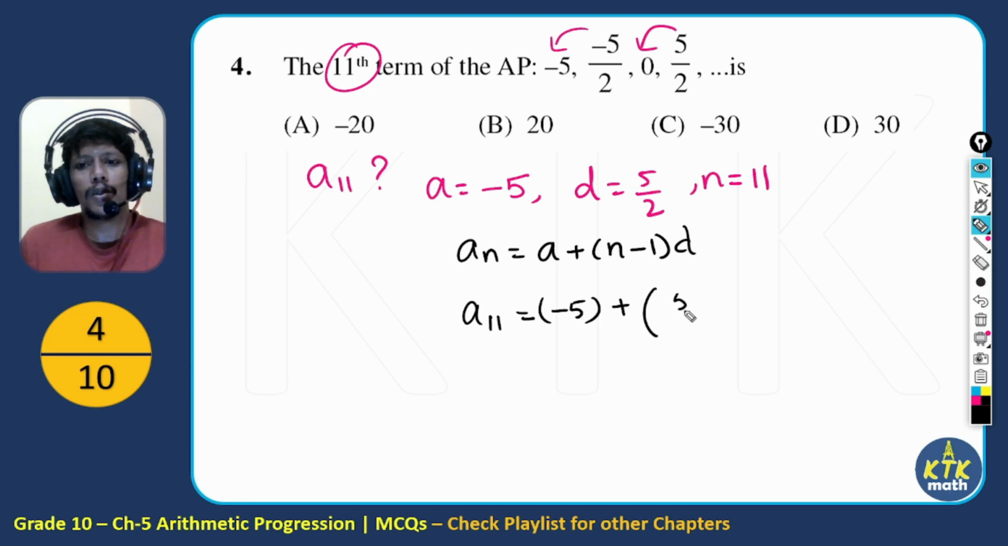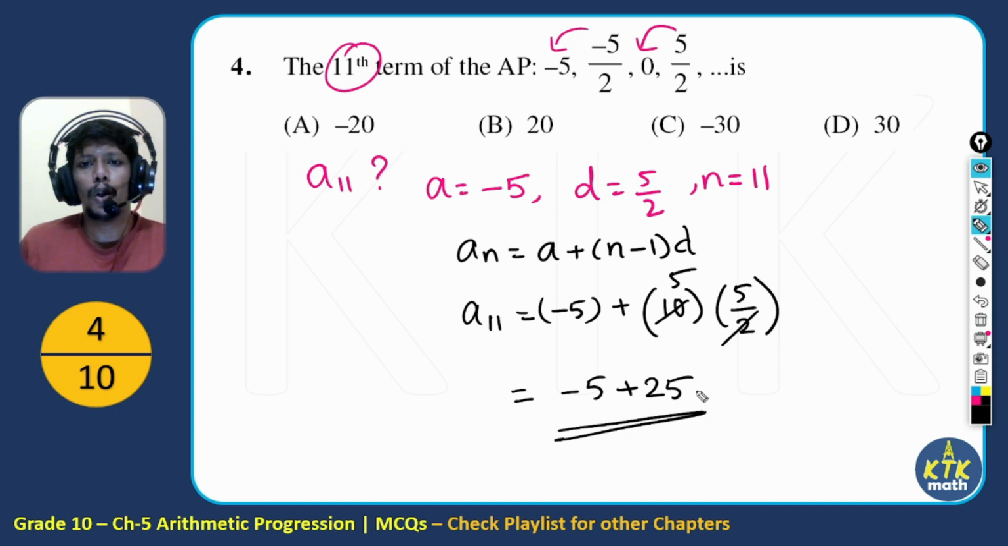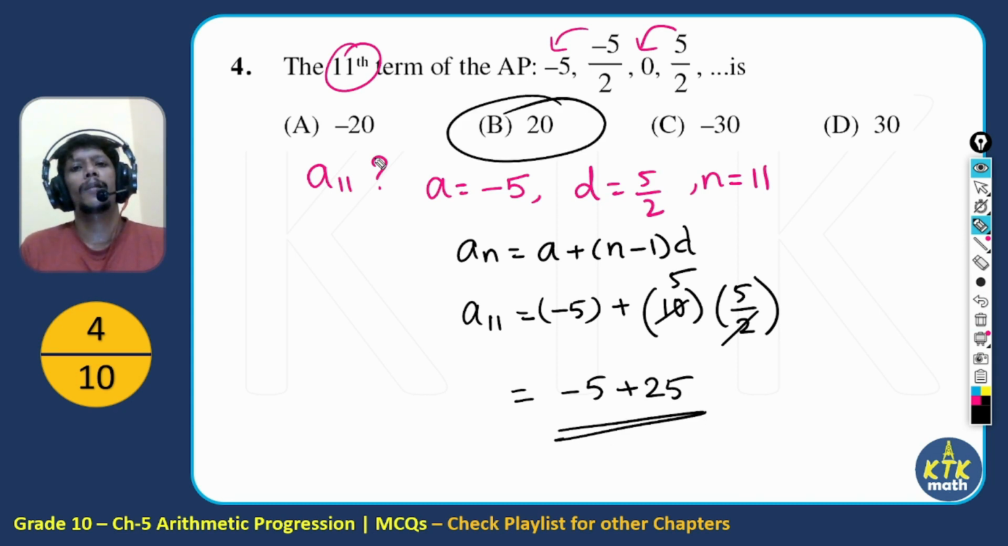So 11 minus 1 is 10. D is your 5 over 2. Now reduce this to 10 5 times. So 5 5s are 25. So minus 5 plus 25 will give you 20, which is the answer, option B.